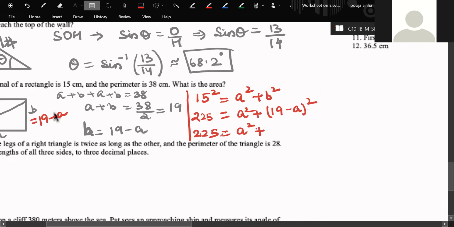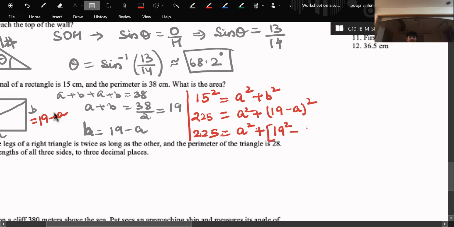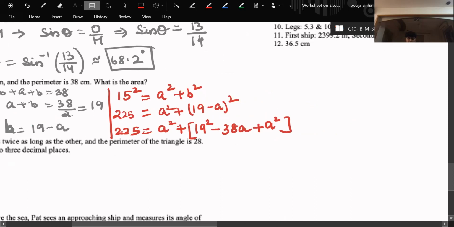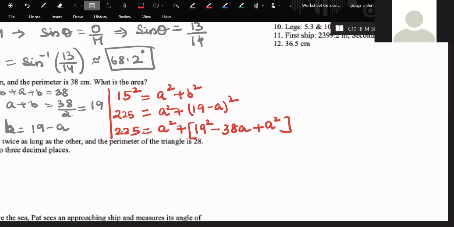Now I'll apply what formula? A square plus B square plus 2AB, which is 19 square, I'll put that in a bracket, minus 2AB, which is 2 into A into 19, which is 38A, plus A square, right? Okay. Wait, miss, when it's 2AB, isn't it 2 times A and 2 times B? 2 times A into B. So 2 into A into B. Oh, so B doesn't get times 2. Oh, no, no, no. Okay.